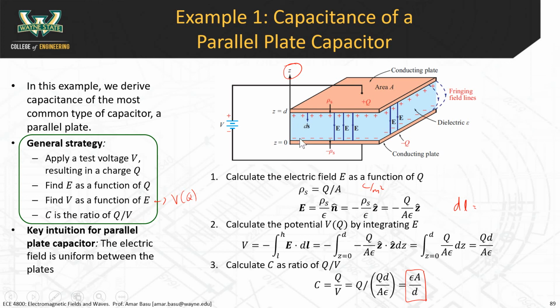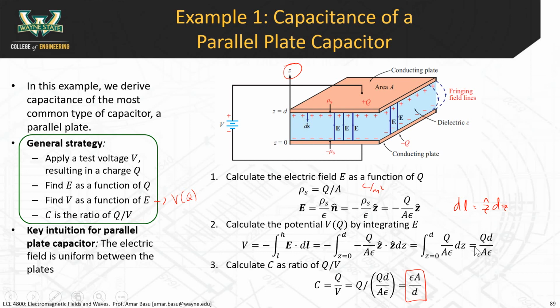So our line integral is going to go from here to here. It's going along in the z direction, so our dl is equal to z hat times dz. We take the dot product of the two, Q over epsilon A times z hat times dz times z hat, and we get Q over epsilon A times dz. You integrate that from z equals 0 to z equals d, the distance between the two plates. And this is how you get voltage equal to Qd over A epsilon. So now you have voltage in terms of Q.